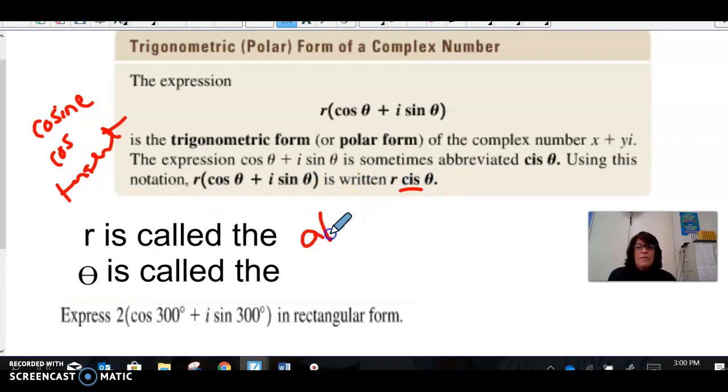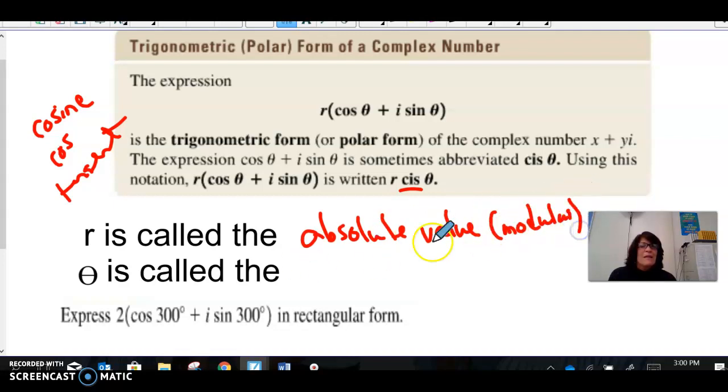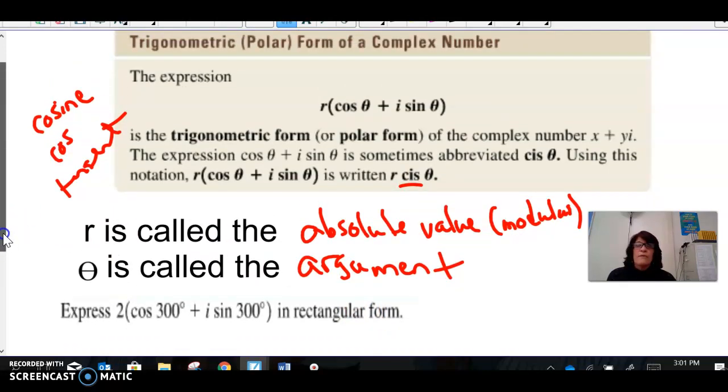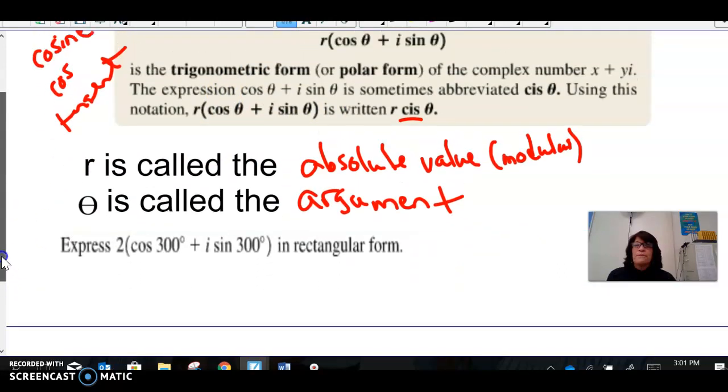r is called the absolute value, or sometimes it's called the modulus. Don't worry about that a lot. They mostly refer to it as the absolute value, and theta is called the argument. We won't use that vocab a lot, but I wanted you to at least have it in case it is referred to in the book, or if I refer to it in the future. Okay, r is called the absolute value, and theta is called the argument.